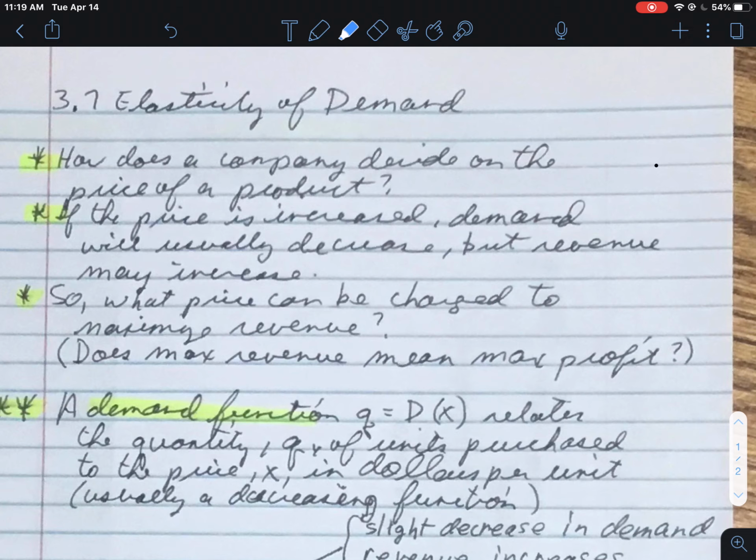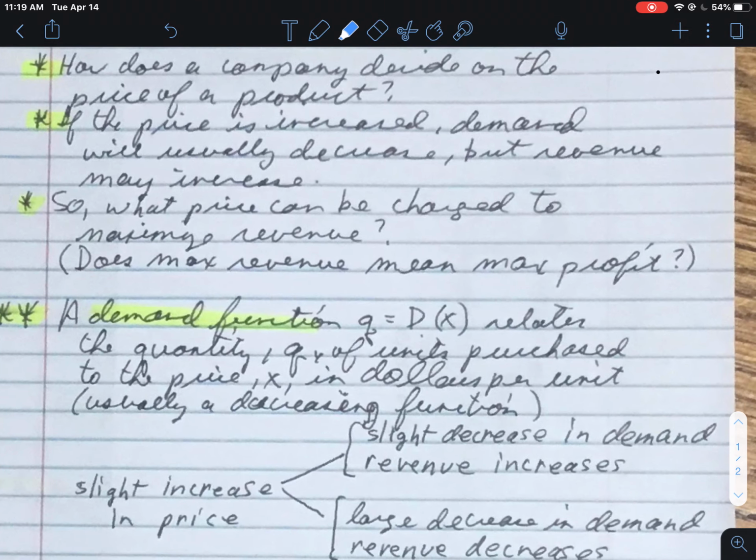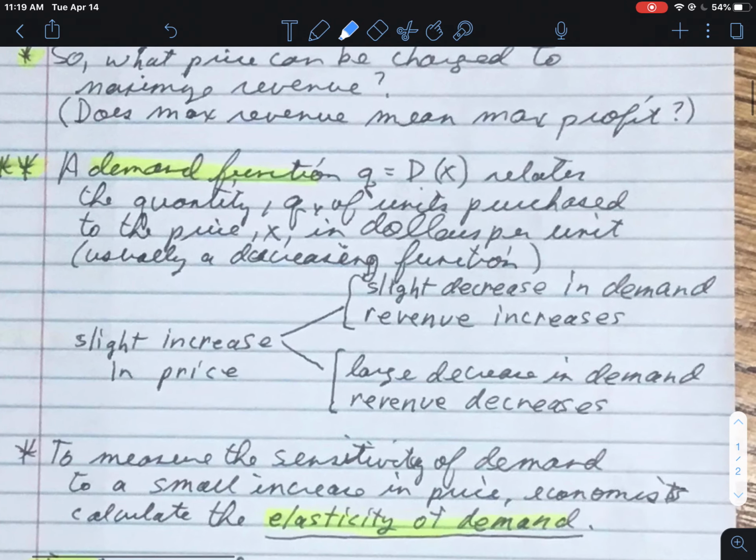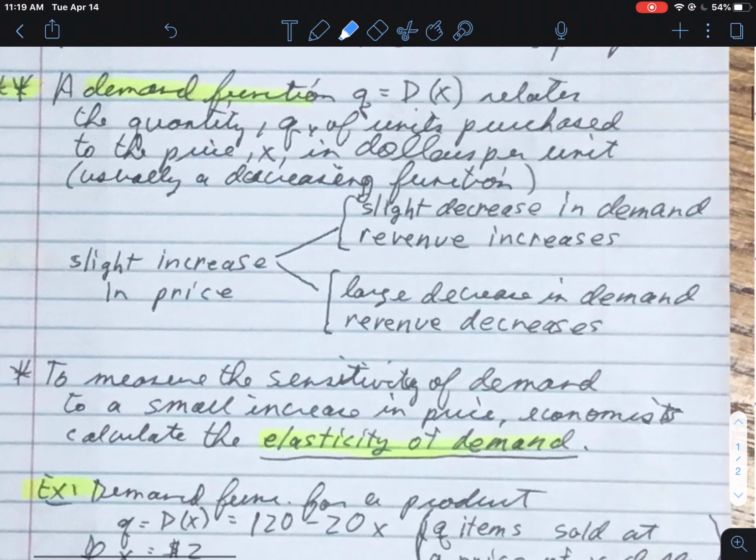So revenue may increase even though the demand decreases, right? But at some point, if you increase the price, demand is typically going to decrease. So what price can be charged to maximize revenue? That was, again, the kind of question we were interested in the last section, and that's what we're interested in here. So I want to maximize revenue. What's the price that I can charge for my product so that I can maximize the amount of revenue that we take in on that product? Now, again, is that the same as max profit? Not necessarily, and for the majority of discussions, probably, but not necessarily. That's another question. Again, for you business majors, y'all can explore that moving forward.